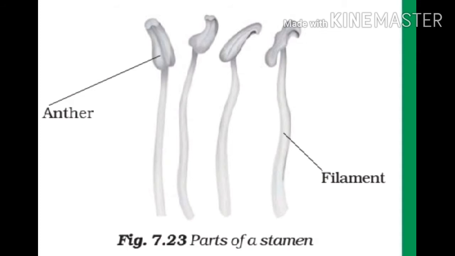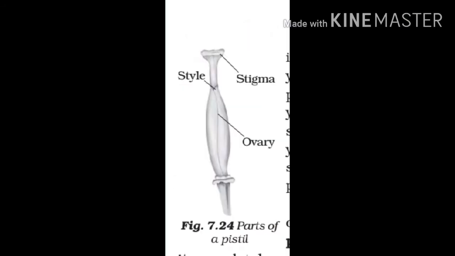These are stamens. In stamens, you can see a filament and anther. At the tip of filament, you can see anther. This anther produces pollen grains. So this is the male part of a flower. Here is the female part of flower, that is pistil. In pistil, you can see three structures. They are stigma, style and ovary. Inside ovary, you can see ovules.